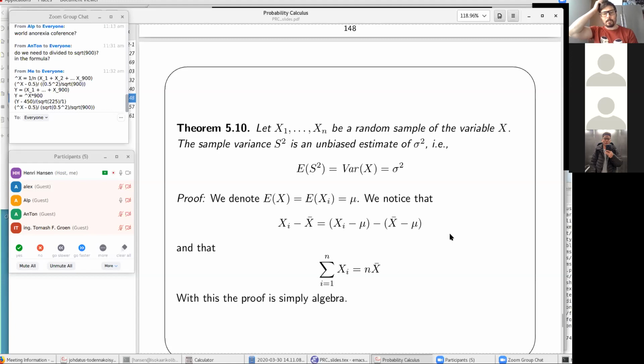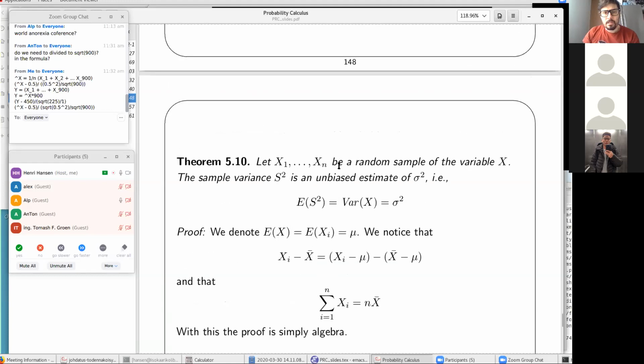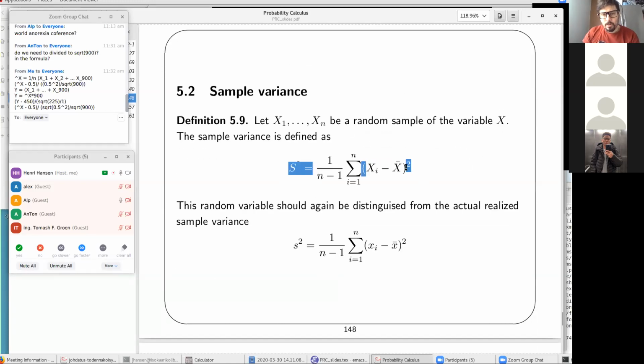So let's prove this, and then we'll stop for today. The proof is somewhat involved in all algebra, but let's see that. For instance, the sum of these variables is the same as n times the sample mean, because the sample mean is the sum of the variables divided by n. And we notice that this term that appears here, we are going to need to talk about it.